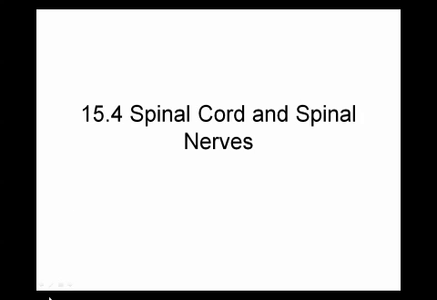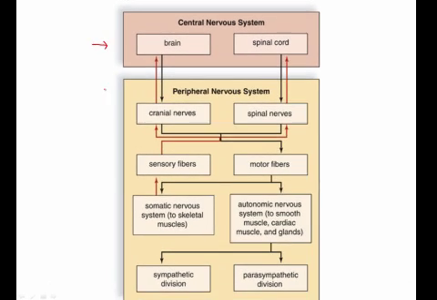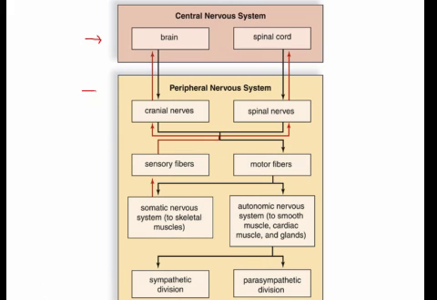15.4. The spinal cord and spinal nerves. Here's the diagram that breaks the nervous system into the central nervous system. Again, the CNS is the brain and the spinal cord, and then everything other than the brain and the spinal cord is the peripheral nervous system. So we begin now looking at the central nervous system with the structure and function of the spinal cord.